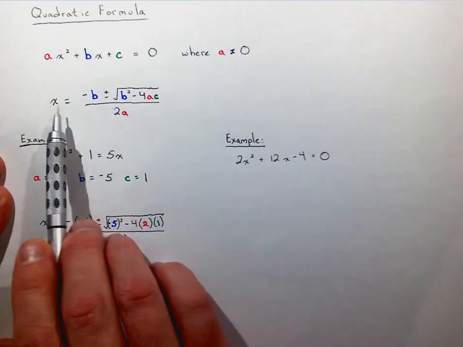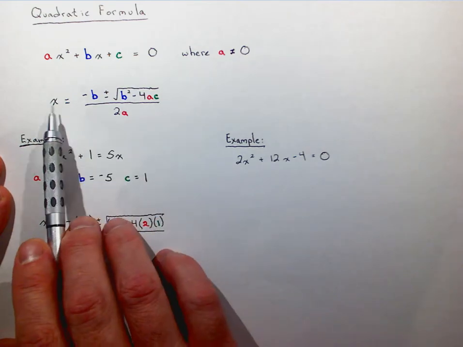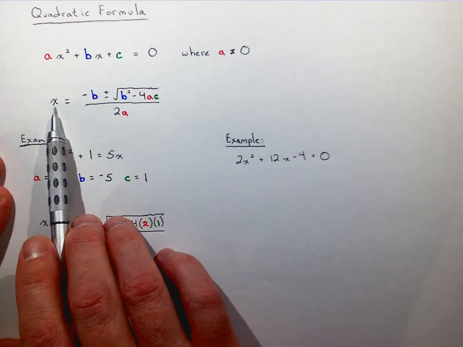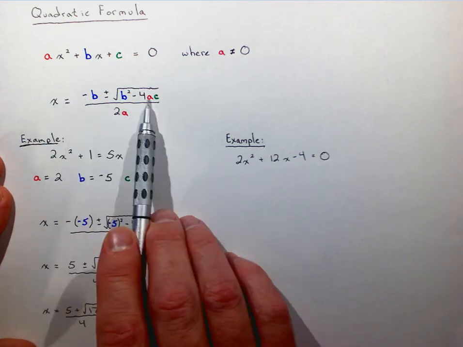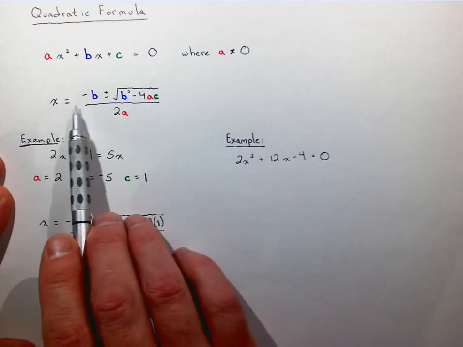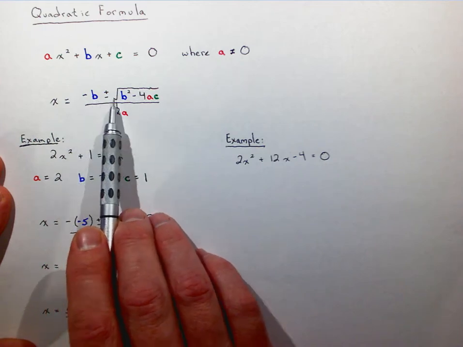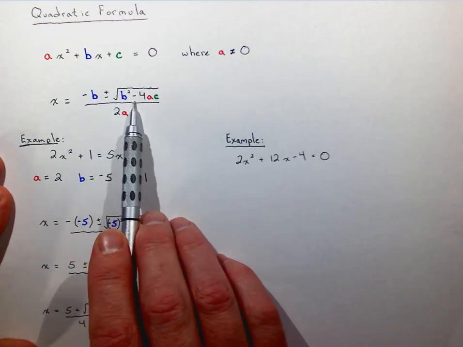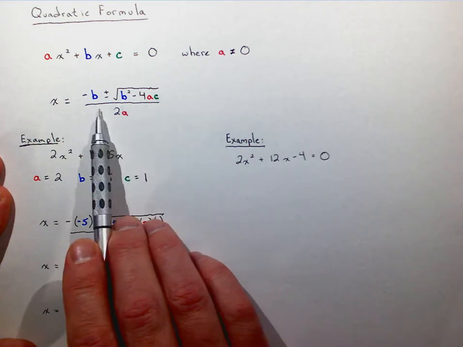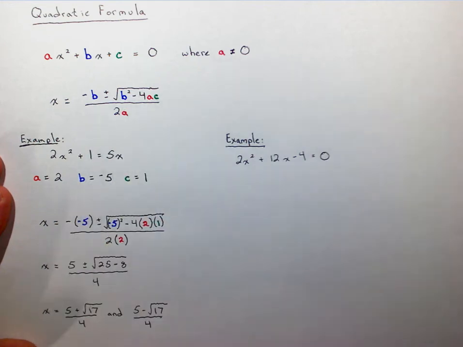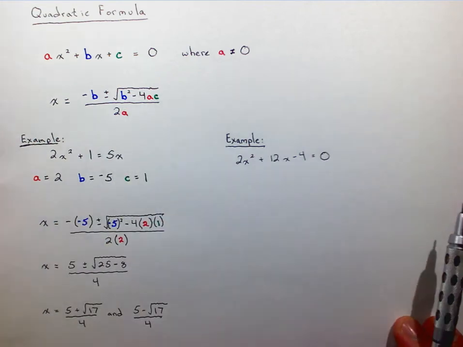So this is my quadratic formula. One thing that people often overlook is that I'm saying x equals all of this. So x equals negative b plus or minus the square root of b squared minus 4ac, all of that over 2a.